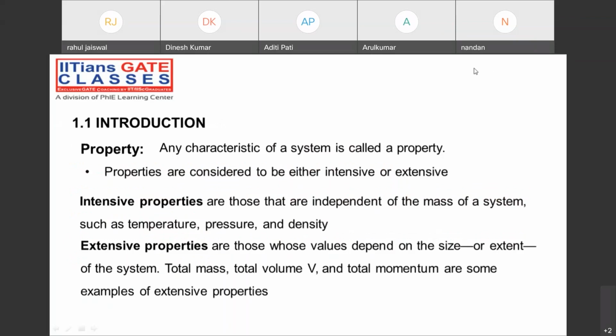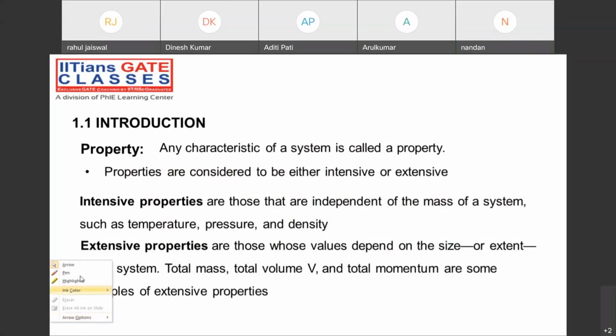the property. Any characteristic of a system is called a property. Now, a property can be extensive and can be intensive also. Now, what is the meaning of intensive properties? Intensive properties are those properties which are independent of the mass, which do not depend on the mass, right? So if I say temperature, pressure, and density, they will not depend on the mass, right?